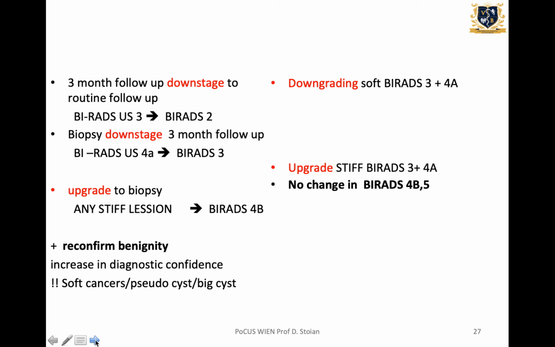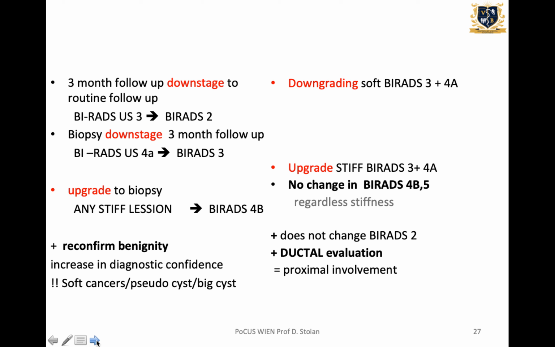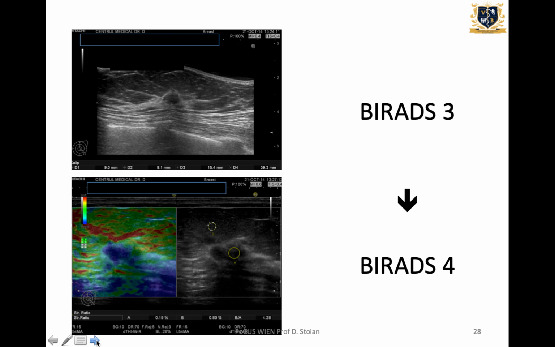Do not change the 4B and 5, meaning even if it's soft, when it looks like a 4B or 5 on conventional ultrasound, refer it to fine needle or to surgery. Do not change the BIRADS 2, and do not overlook the evaluation of the ductal structure up to the tumor, where you can find secondary foci which are easily seen in elasto.